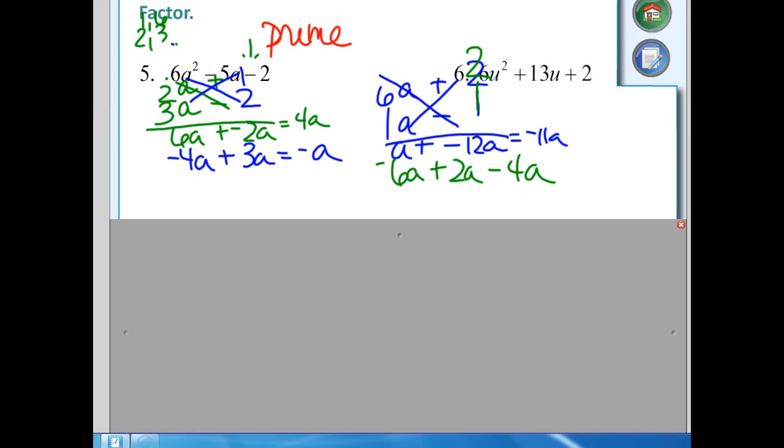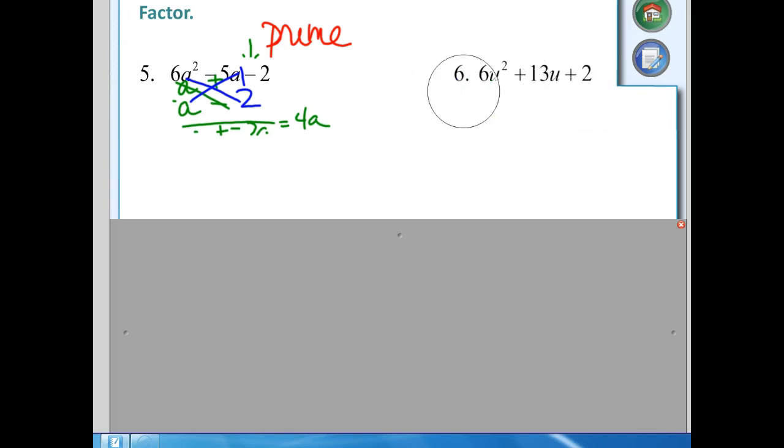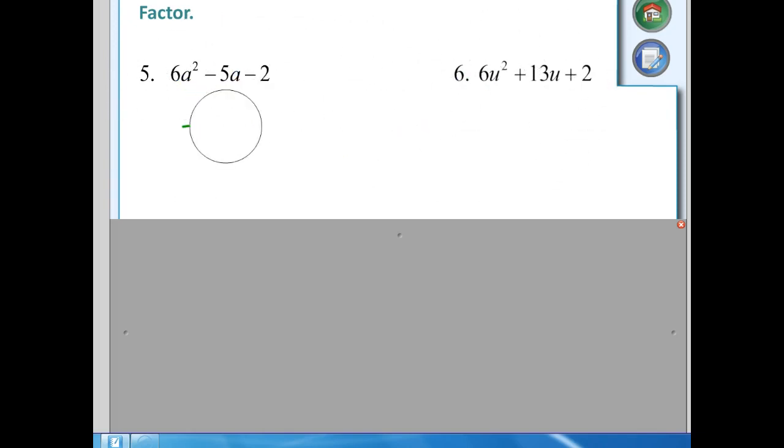Okay, now let's get rid of all this so we've got some room. And let's go over here and try number 6. So, here we go. No GCF. No binomial squared, so I need factors of 6. Well, what do you want to try? Did you notice I need a 13 in the middle? 13 is kind of a big number. So I might try 6 and 1 this time, since I have 13 in the middle.